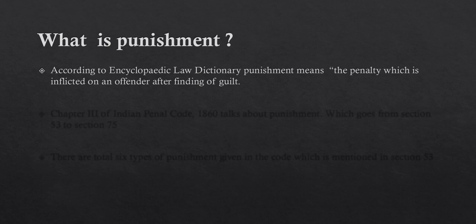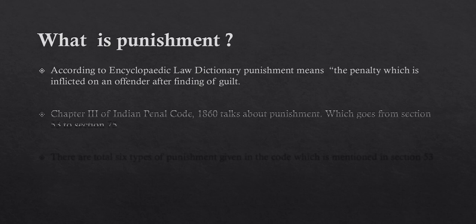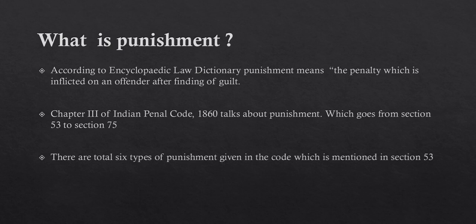Now, in the Indian Penal Code, Chapter 3, which goes from Section 53 to 75, talks about punishment, and Section 53 of IPC talks about the types of punishment. Therefore, in IPC, there are six types of punishment which have been given.